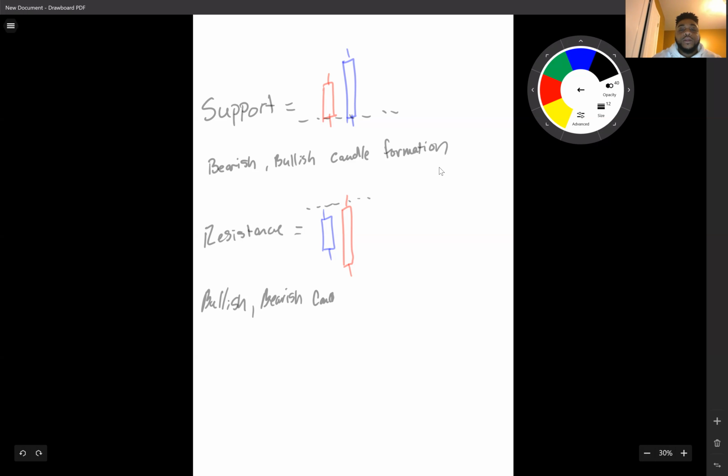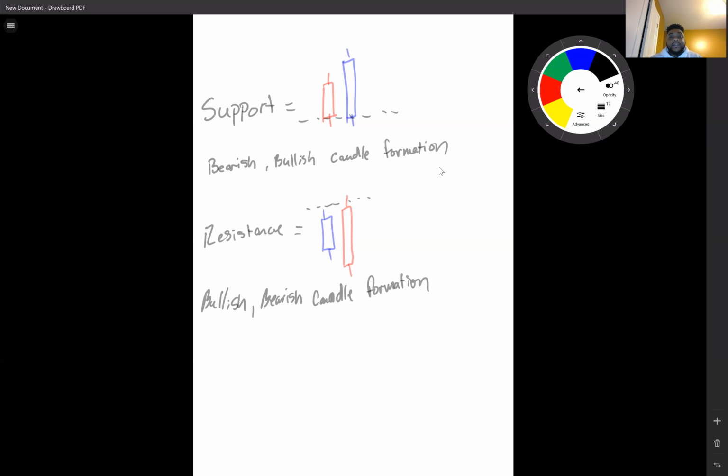And as I said in the previous video, it doesn't matter what color your bullish and bearish candlesticks are. You have to identify the open and the close of the candlestick to determine whether it is a bullish or bearish candlestick. So that is important to a trader because bullish bearish or bearish bullish determines whether it's support or resistance. And it's key that traders know this concept and idea.